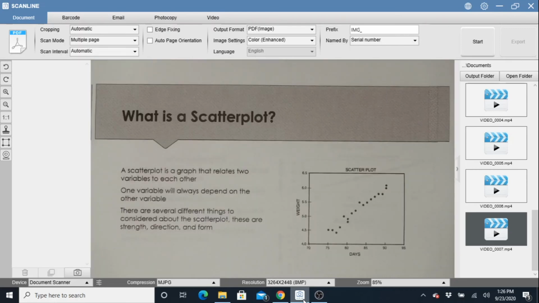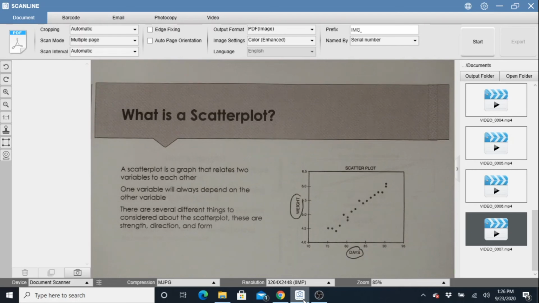A scatterplot is a graph that relates two variables to each other. So essentially, if you look over here, you have days related to weight. Now, one variable will always depend on the other variable. In this case, weight depends on the days. There are several different things to consider about the scatterplot, and these are strength, direction, and form, and these are the things we're going to talk about next. But really, a scatterplot is just a graph with points on it that relate two variables together.